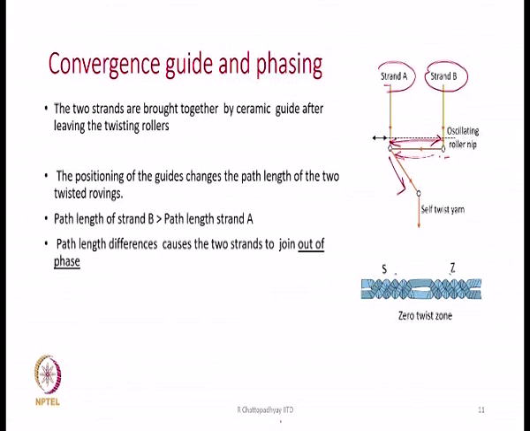and because of this there will be a phase shift. So, positions of the guides will actually change the path length. So, path length of B in this case is greater than path length of strand A. So, we can change this and change the phase.